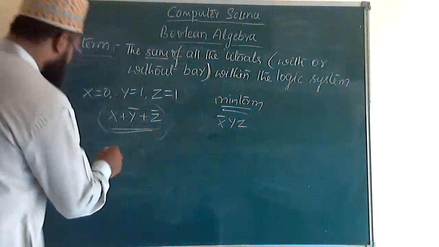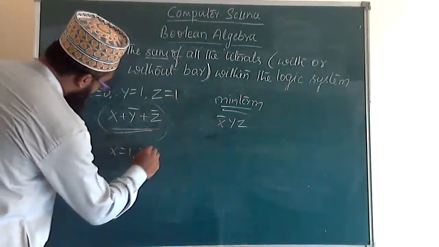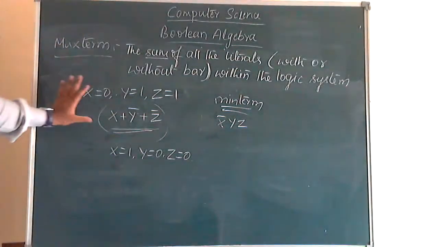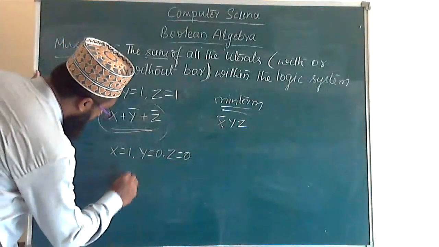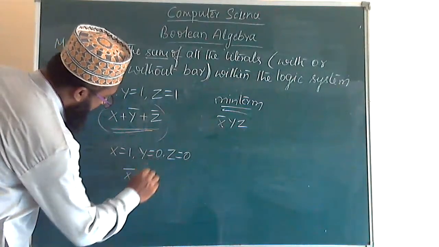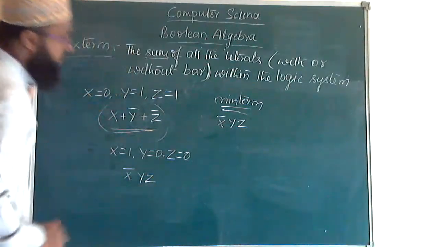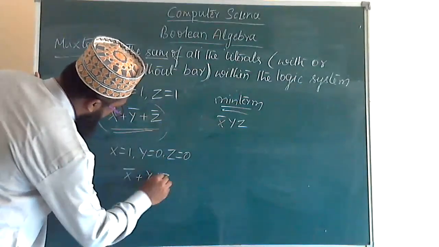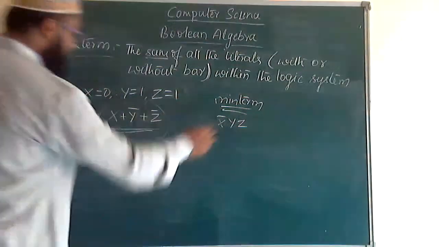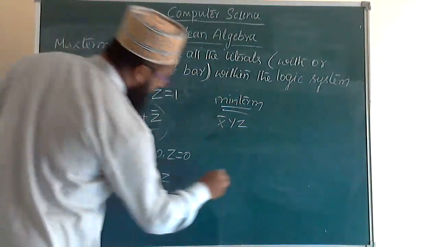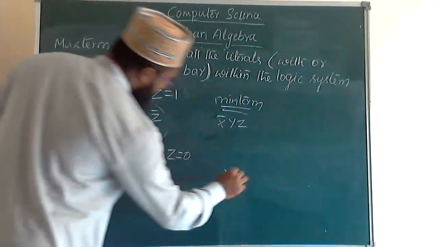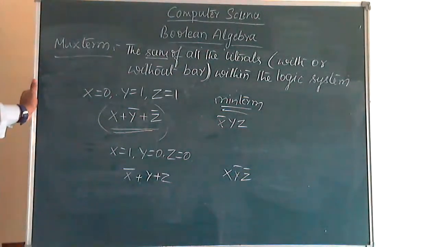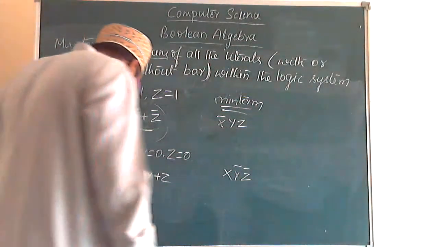Okay, x is equal to 1, y is equal to 0, and z is equal to 0. Here for max term, in place of 1, we will put bar. In place of 0, we will just write down the variable as it is. So it is x bar plus y plus z, because this is max term. For min term, in place of 1, we will write as it is, and in place of zeros, we will put the bars. This is the difference between the min term and the max term.